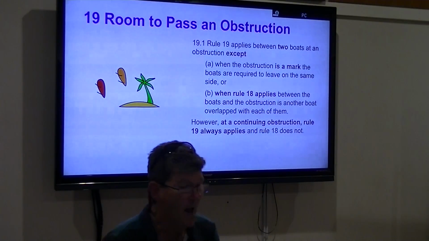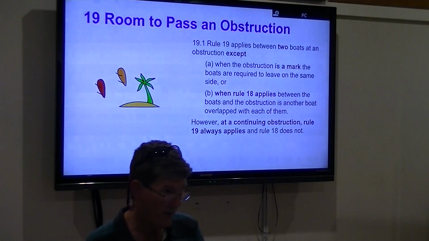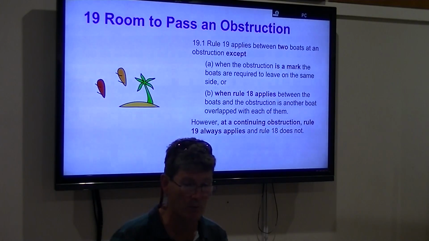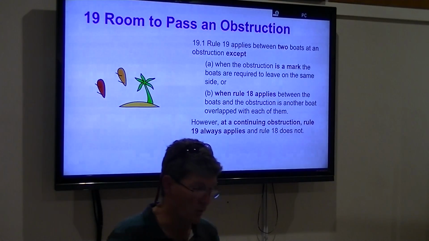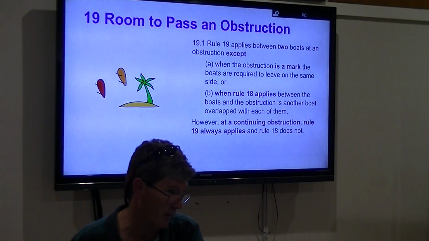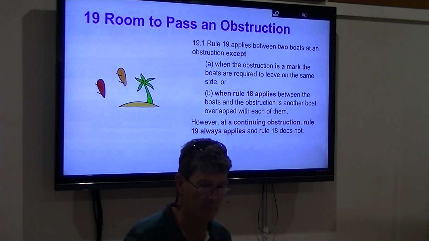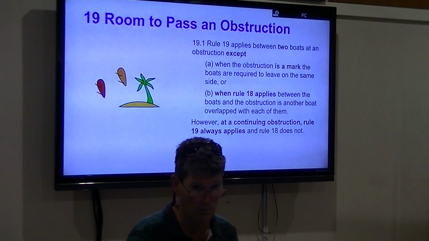Rule 19. Okay, all these rules here, 18, 19, 20, they break down the same way. They'll have a point 1 rule. So 19.1 basically tells you when the rule applies, and then your 19.2 rule will tell you what it means when the rule applies. So you'll see the same pattern, 18.1, 18.2. And so the first thing you have to do is ask, does the rule apply?